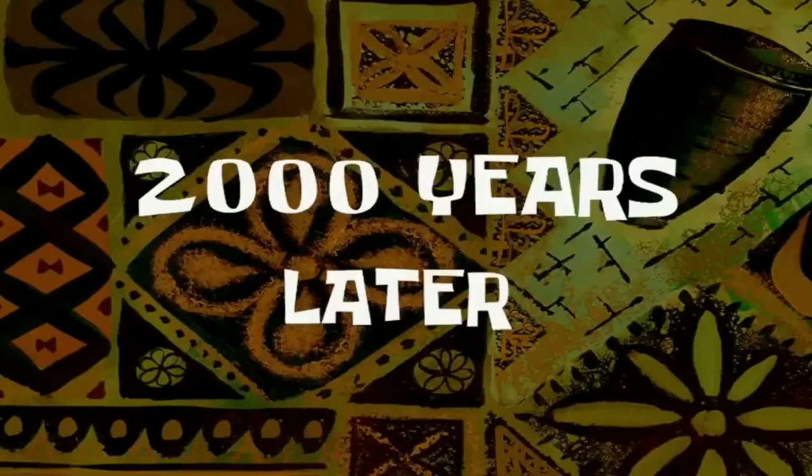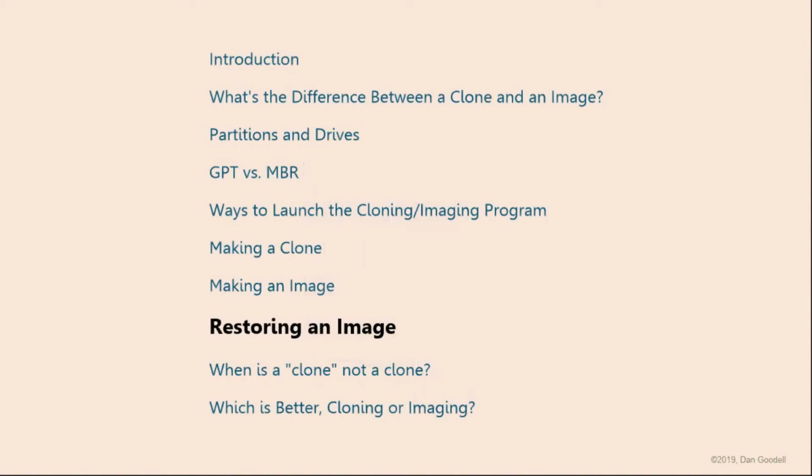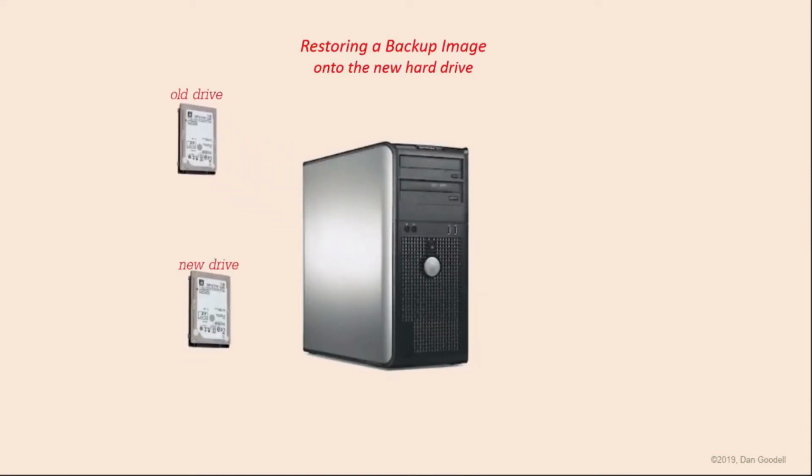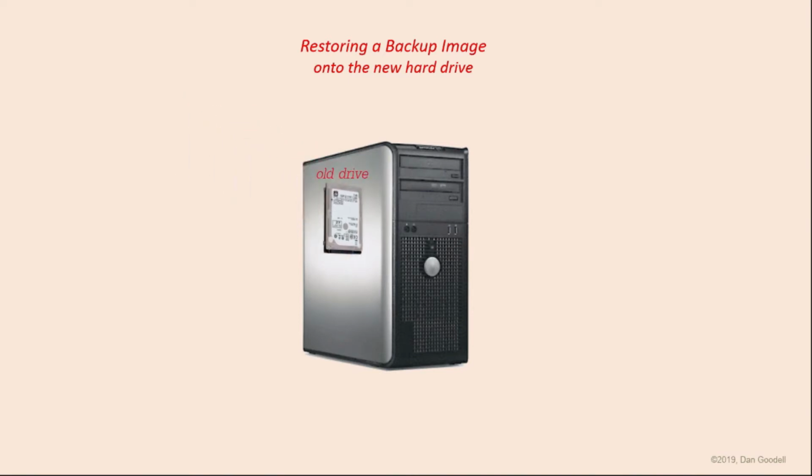This animation covers how to restore from an image you've previously made. If you're replacing the old drive, remove it and install the new drive in its place. If you're just rolling back a Windows system that has gone bad, leave the old drive in place and overwrite it. Either way, for this phase you have to boot from Rescue Media, a bootable CD or bootable USB stick.